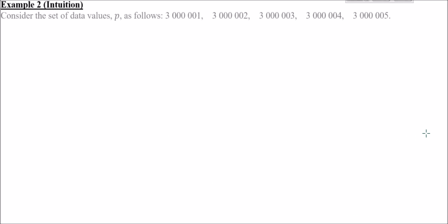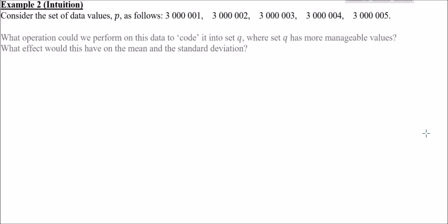Let's have a look at a second worked example. Again, just trying to use some intuition here. Consider this different data set. Consider this time the set of data values P, where P is 3,000,001, 3,000,002, 3,000,003, 3,000,004, and finally 3,000,005. So again, same question: what operation could we perform on P to code it into set Q, where Q has more manageable values?